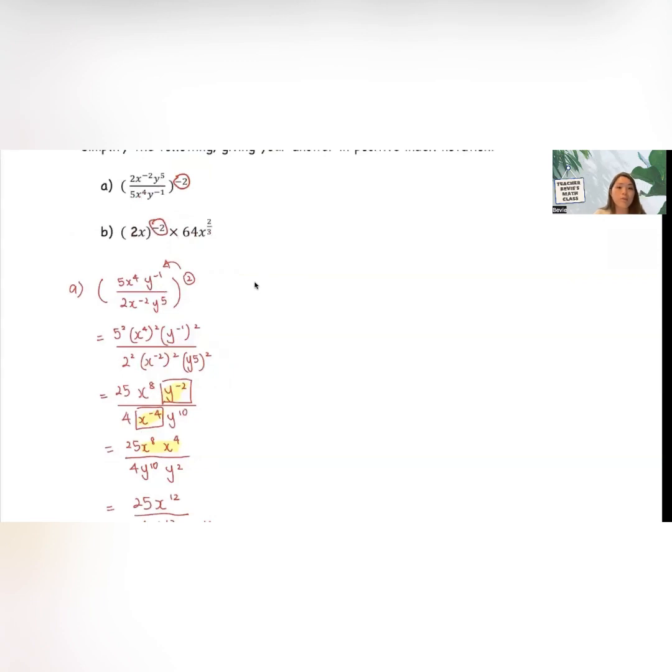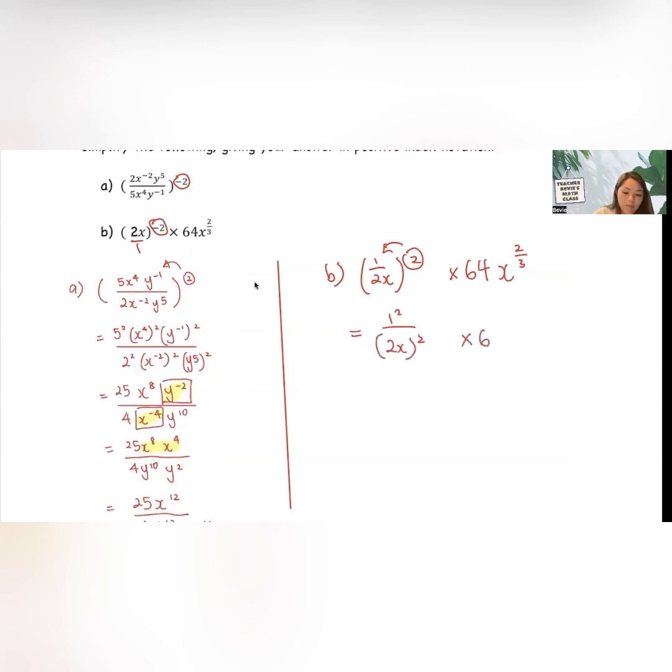To make this a positive 2, same thing, I will have to flip the entire fraction, okay, to become 1 over (2x) to the power of 2 times 64x to the power of 2/3. All right, and this square, when I bring it in, it becomes 1 squared over (2x) whole thing squared times 64x to the power of 2/3. Okay, 1 squared basically is the same thing as 1. And this (2x) bracket squared becomes 4x squared times 64x to the power of 2/3. I can change it to a fraction form to put it as over 1.